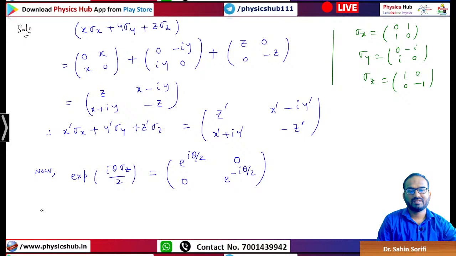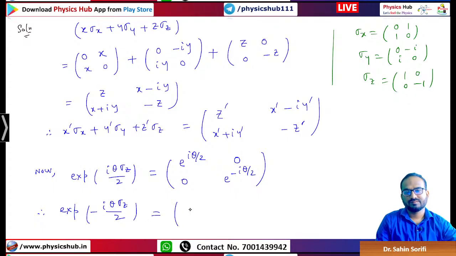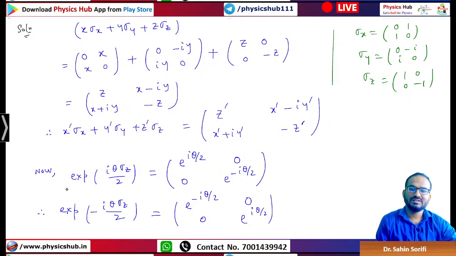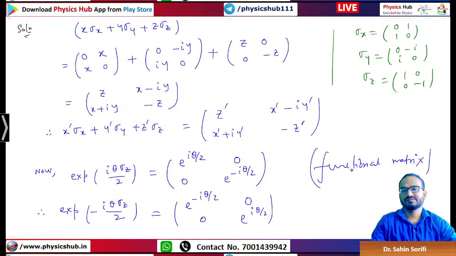So in a similar manner, exponential minus i theta sigma z by 2, what will be this value? This will become e to the power minus i theta by 2, 0, 0, e to the power plus i theta by 2. So this property we are using from the functional matrix, right? We have done in mathematical physics, functional matrix.